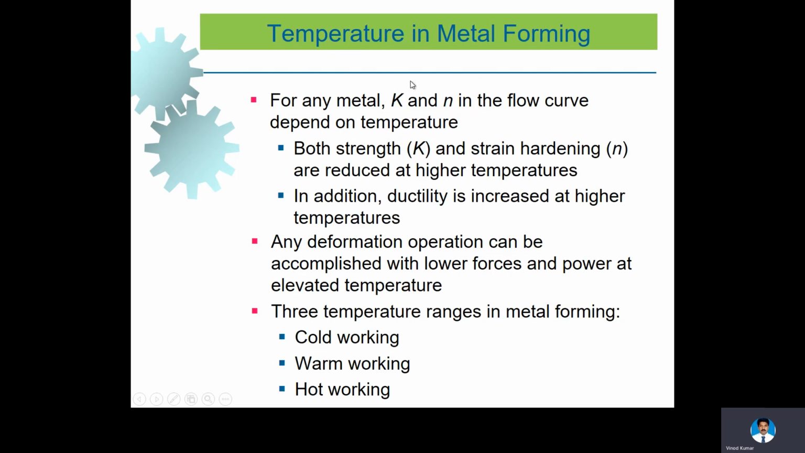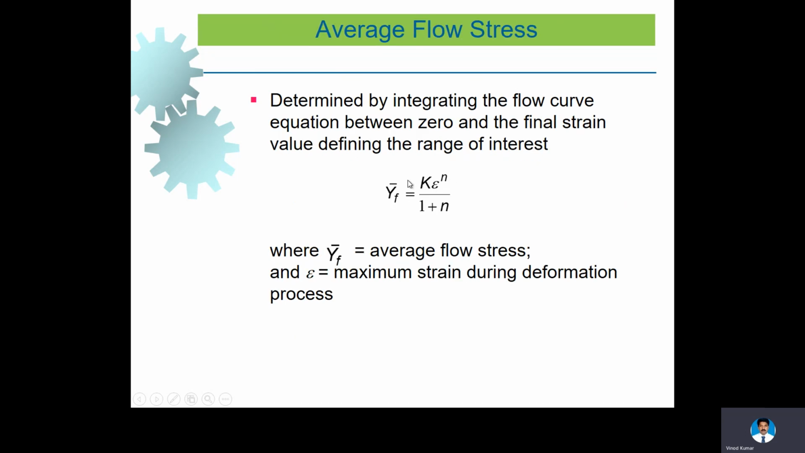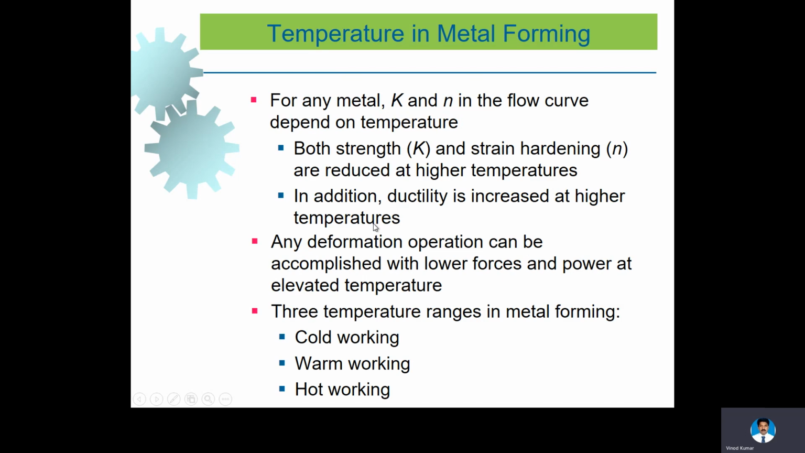As you keep on increasing the temperature, K and n will decrease. As K and n decrease, the required stress will decrease. That means a smaller amount of force is required to deform a material. In addition, ductility also increases at higher temperature. That is the effect of temperature in metal forming. So any deformation operation can be accomplished with lower forces and power at elevated temperature. This is the main advantage.